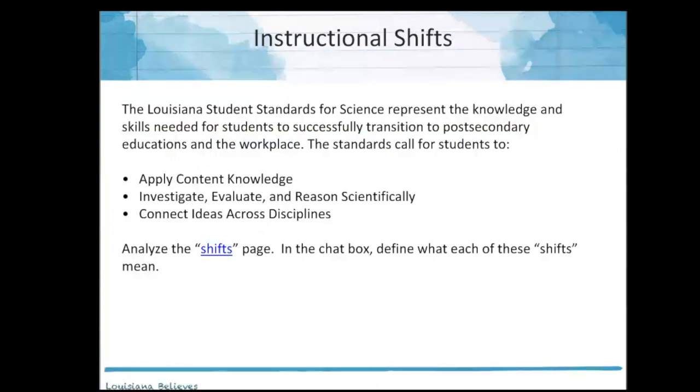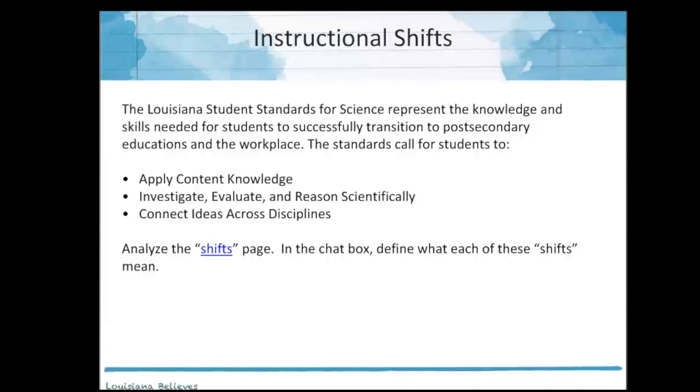Louisiana Student Standards for Science represents the knowledge and skills needed for students to successfully transition to post-secondary education and the workforce. When we began to create documents to support Louisiana Student Standards for Science, we thought about three key things that we wanted to see in science classrooms. And we developed these three key instructional shifts to help teachers as well as administrators know what to look for in science classrooms.